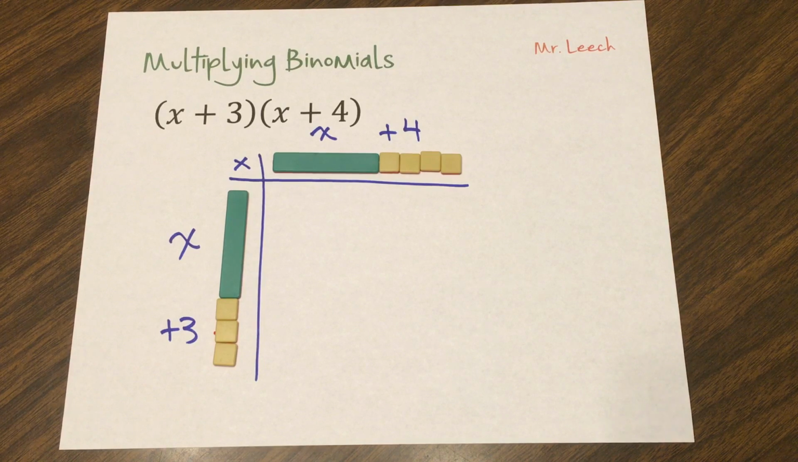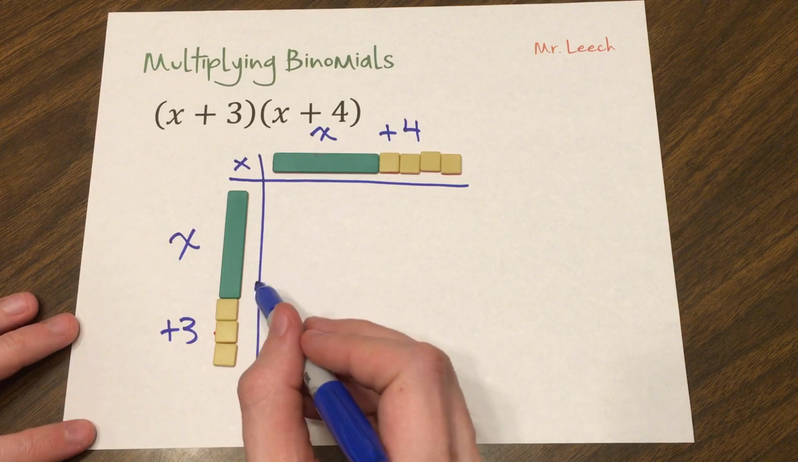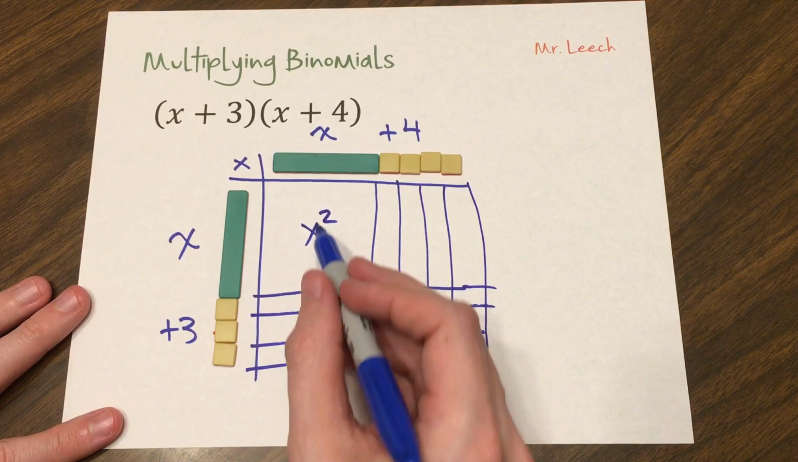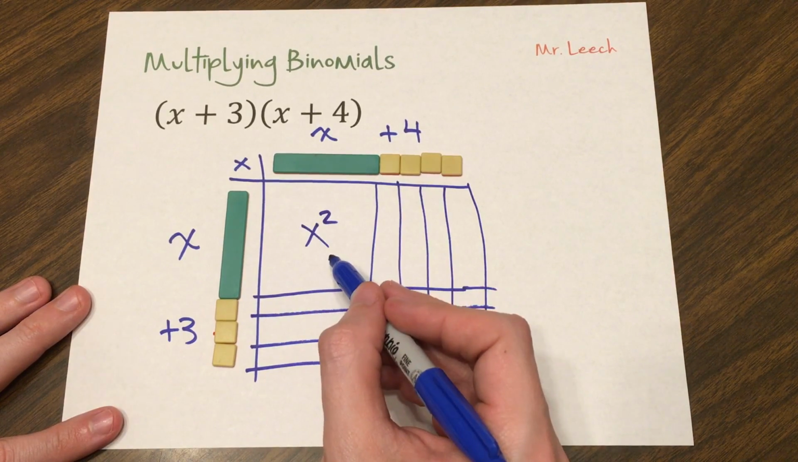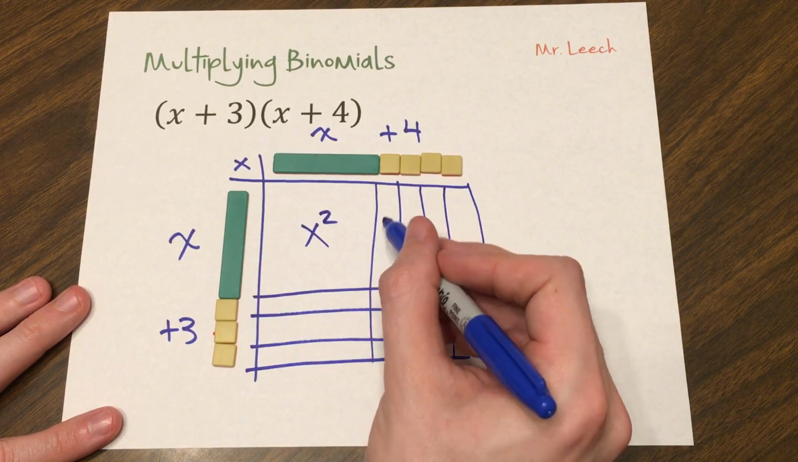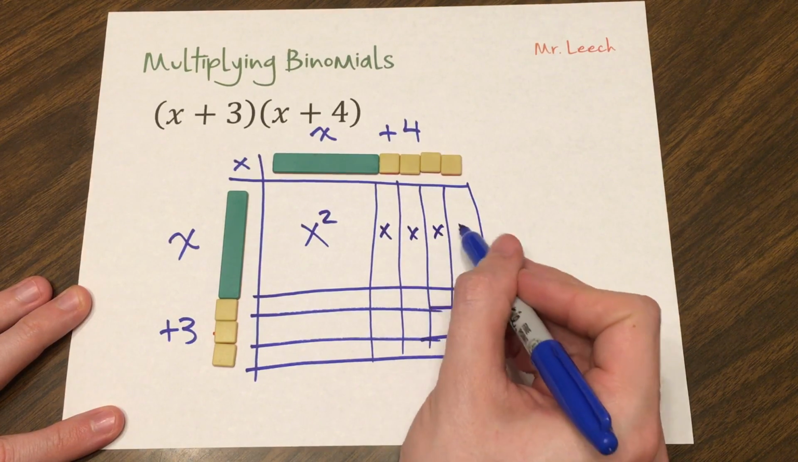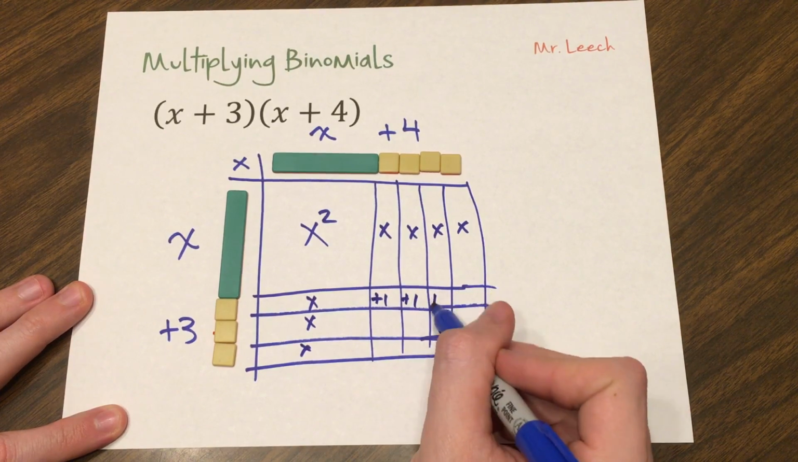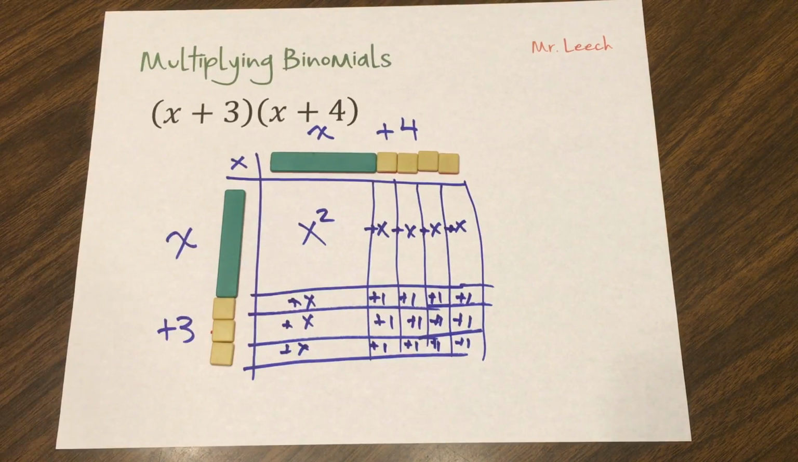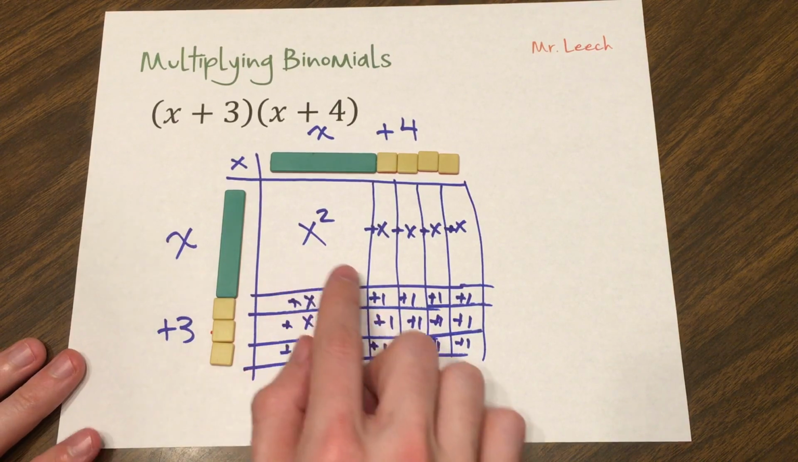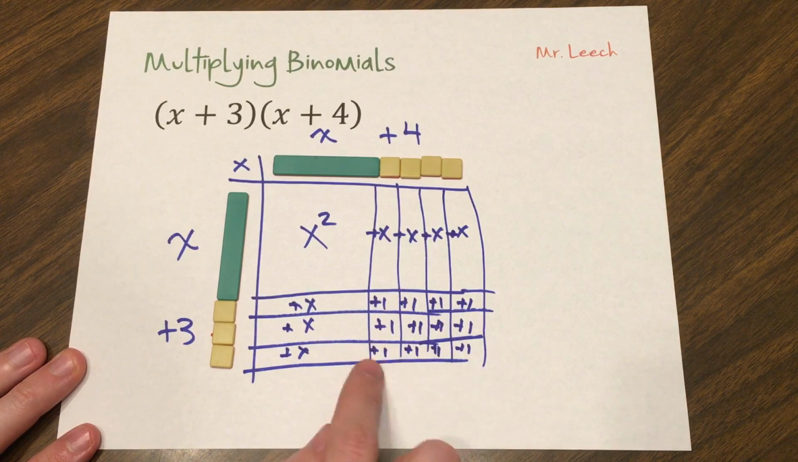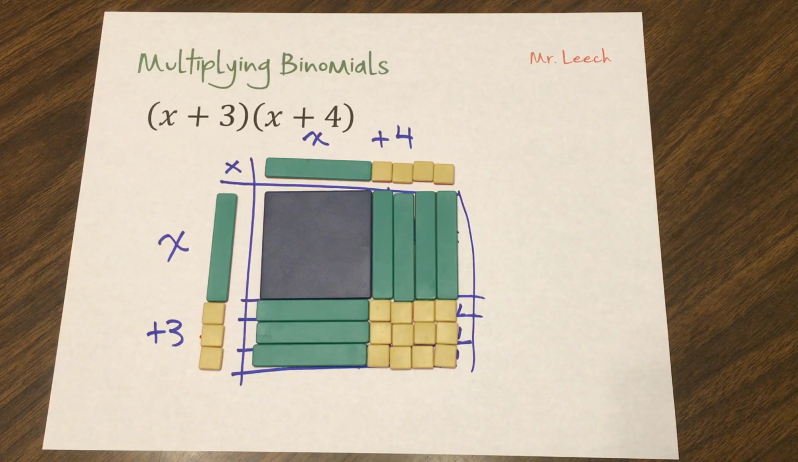If you don't have tiles, or to save time from just playing with the tiles, one thing that you can do is to draw lines from everywhere you see the gaps here. Notice this big box here is going to be x squared, because this is x times x. Each of these are going to be an x, and each of these are going to be a plus 1. So even without actually physically adding all the tiles on here, you're going to see x squared plus 7x plus 12. Here it is with all the tiles added in.